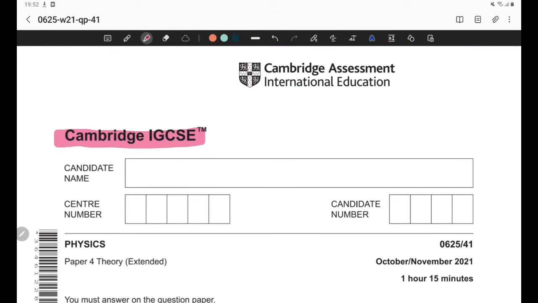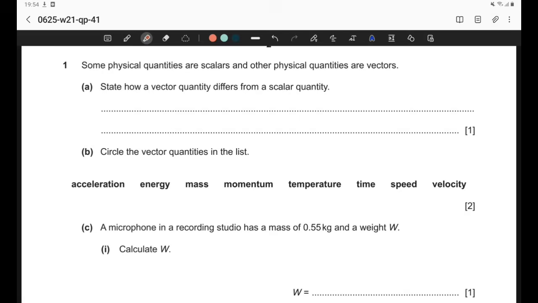Cambridge IGCSE, October-November 2021, Paper 41. Question 1. Some physical quantities are scalars and other physical quantities are vectors. State how a vector quantity differs from a scalar quantity. So this is a 1 mark question.